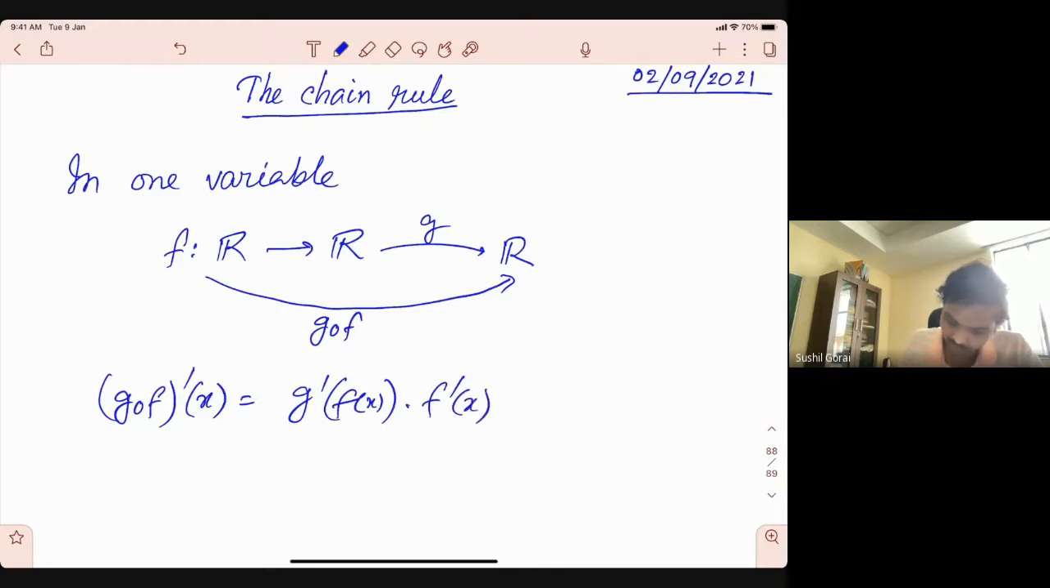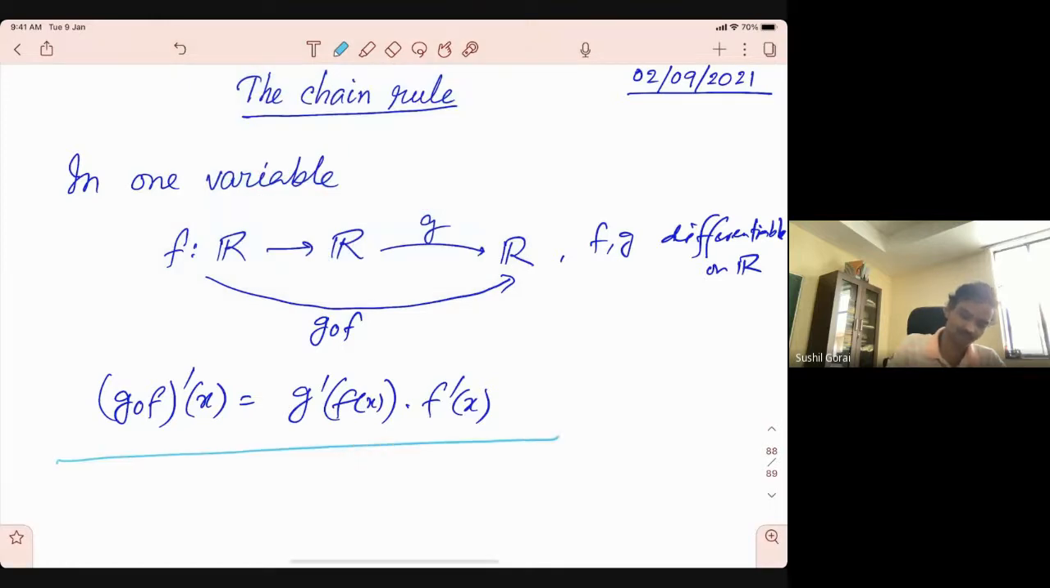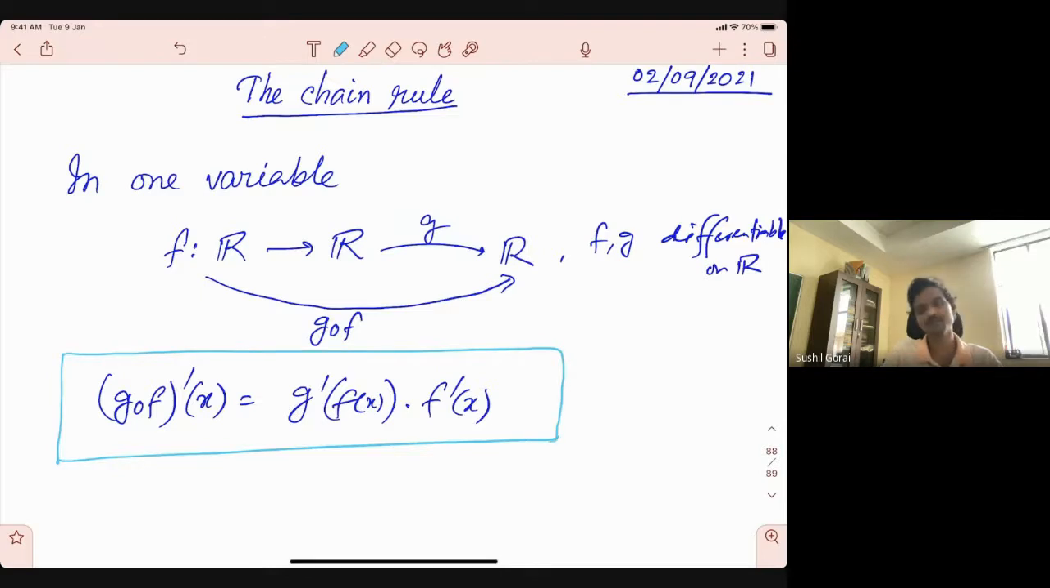Provided f and g are differentiable on R. So once this is given, it is very easy to write down the derivative. This was very simple because you just need to multiply two numbers. Now things change in multivariable.